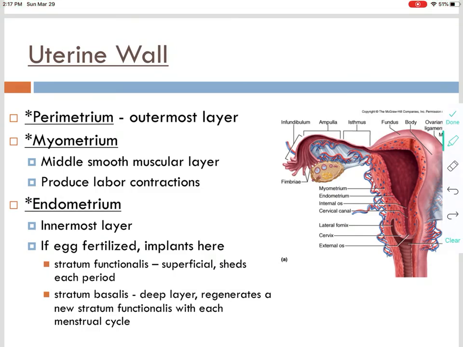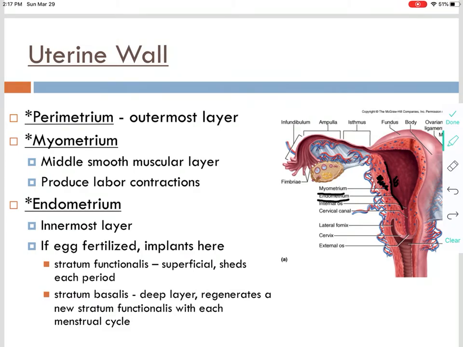It's also important to make sure that you review the specific structures of the uterine wall. The inner lining of the uterine wall is called the endometrium. The endometrium, or the inner lining, this is where, as I just said, the fertilized egg will implant, if there is a fertilized egg.